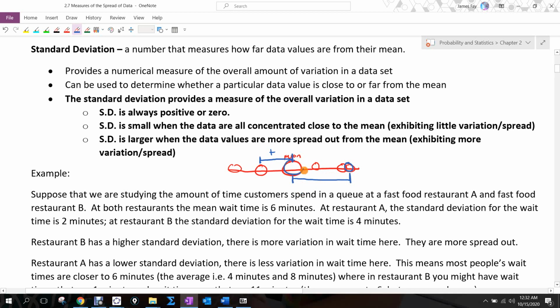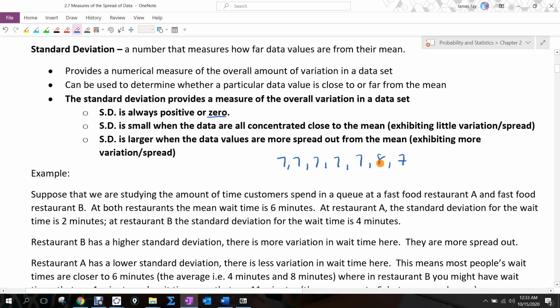But we can also have data points that are equivalent to the mean. They could be on top of the mean, the same as the mean. So our standard deviation could be zero in that situation. Standard deviation is small when the data are all concentrated close to the mean, exhibiting little variation or spread. So if I had a list of numbers like 7, 7, 7, 7, 7, let's say 8, and then 7, the mean of that, if you calculate it, is going to be very, very close to 7.